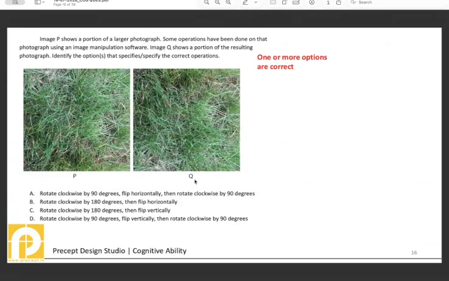The image below shows a portion of a larger photograph. Some operations have been done on that photograph using an image manipulation software. Image Q shows a portion of the resulting photograph. You have to identify the option that specifies the correct operations. One or more options is correct. In this case, we are given a reference figure P and the resulting figure Q. Some operation is performed on the figure P in order to get Q. We have to identify what operation is performed based on the options given.